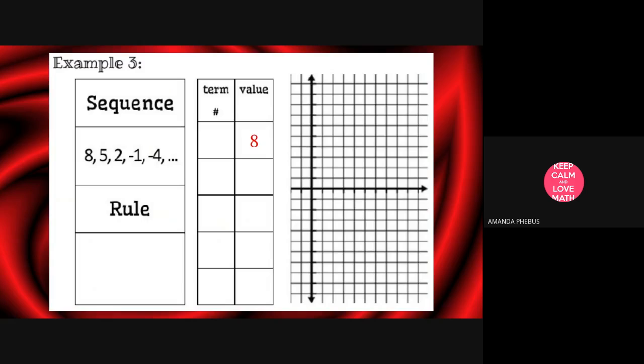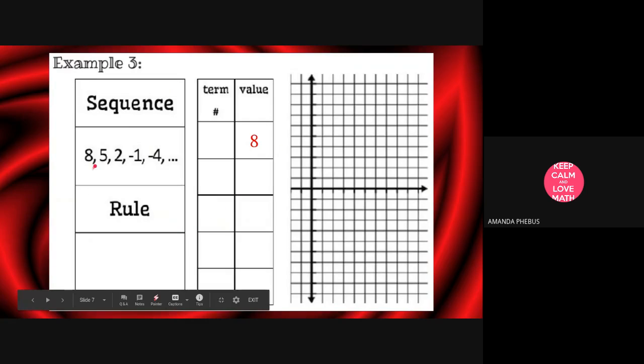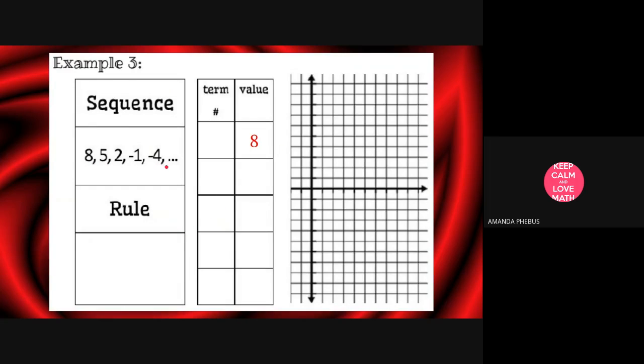All right, example 3. We've got 8, 5, 2, negative 1, and negative 4. Let's see if we can figure out the rule. Well, our numbers are getting smaller, so that means we're going to be subtracting. And it looks like we're subtracting 3 each time. So again, subtracting 3 is going to be arithmetic.